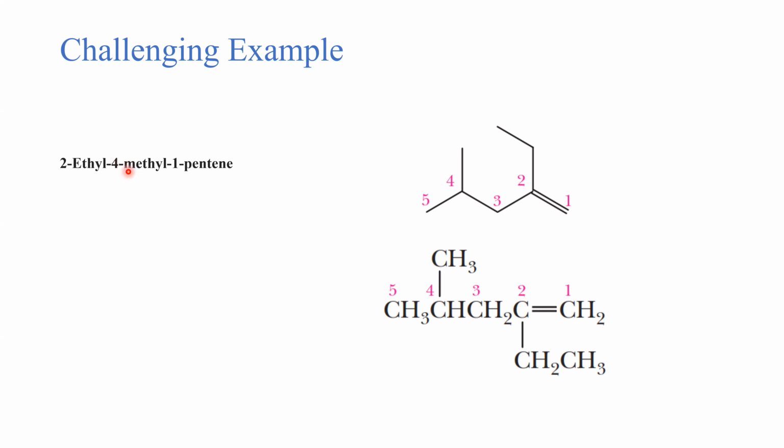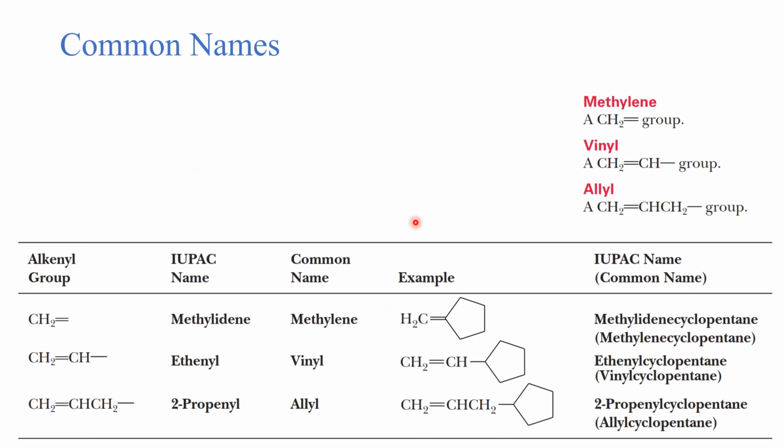2 ethyl, 4 methyl, 1 pentene. So that is the correct IUPAC name of that molecule. Now, some of the common substitution names, if you just get a grip on them, will make it easier for you. You can use the IUPAC name also, but their common names are also well accepted and they are IUPAC approved. So you can write in that way too.